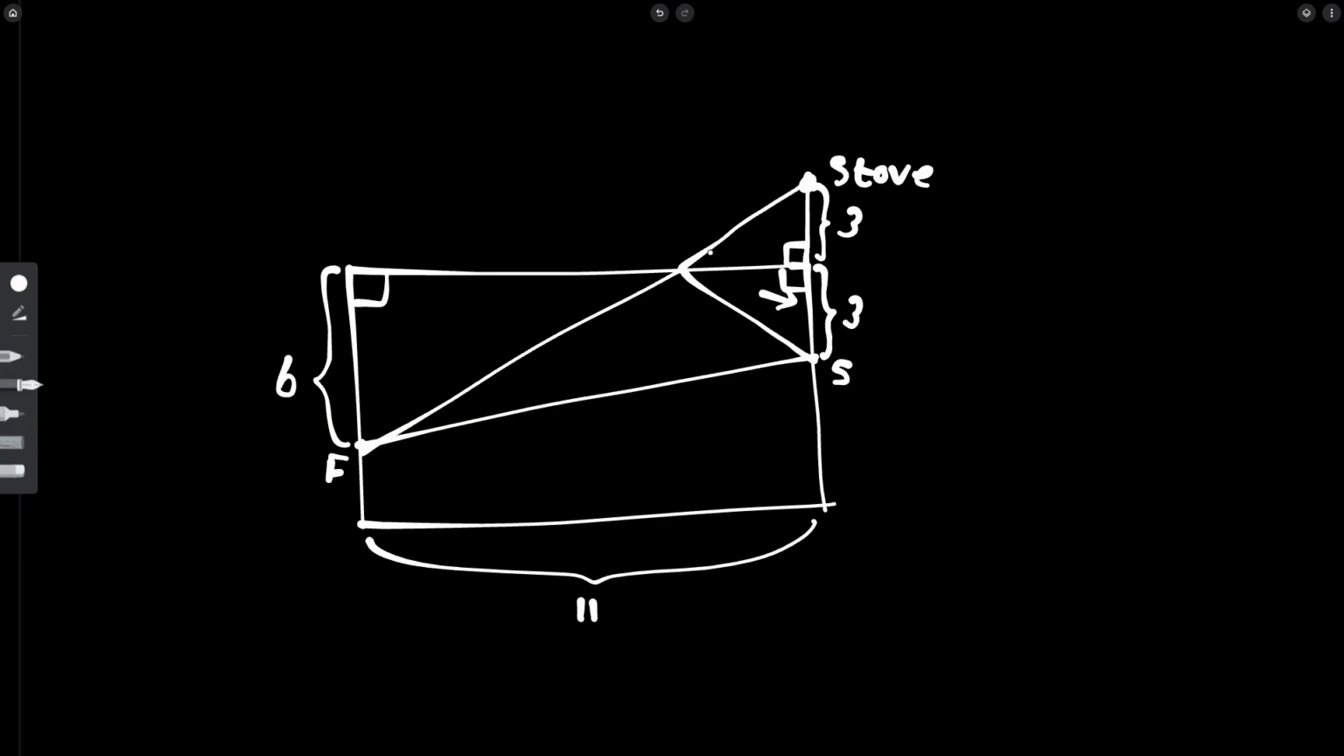Here, we see that these two angles are vertical angles. We have two angles here, angle, angle. We can see that this triangle here is similar to this triangle here. Right? These two triangles are similar.